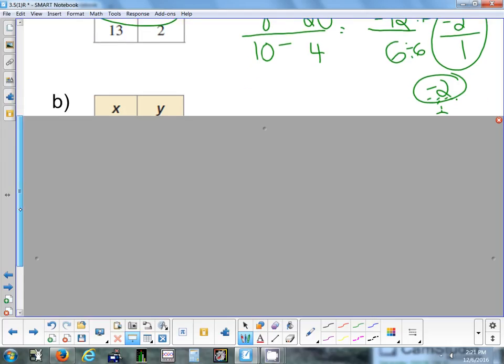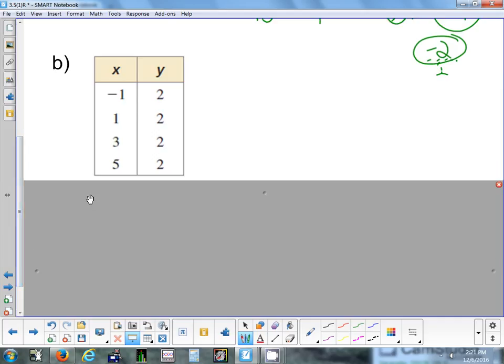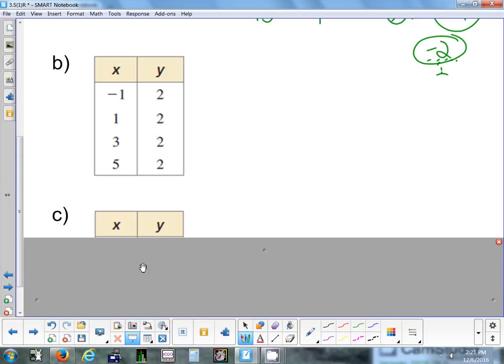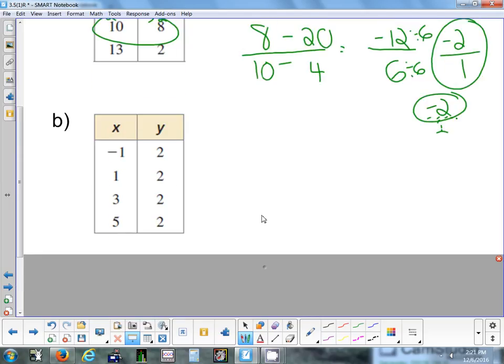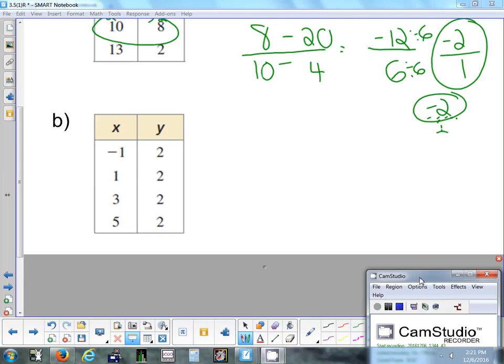All right? Take a look at the next one. Here are your coordinates: negative 1, 2, 1 and 2, 3 and 2, and 5 and 2. Here's what I want you to do. Obviously, write them into your chart. Next thing I want you to do is set up your formula, just like we did there. If you're not sure what the formula is, it's written on the front side of your notes. If you feel good enough to solve it, solve it. You don't have to. All I want you to do right now is get the numbers plugged in.